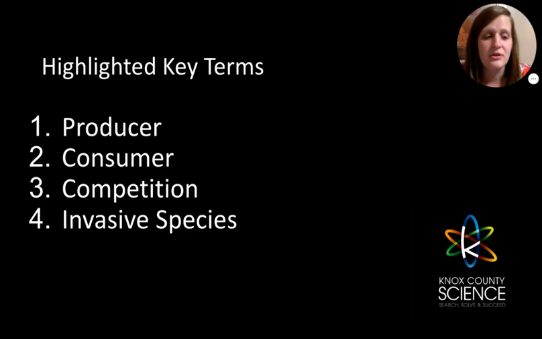We'll be highlighting a few terms today. Most likely, you've covered these in depth with your teacher this year. The words we'll be highlighting in the next section are producer, consumer, competition, and invasive species.